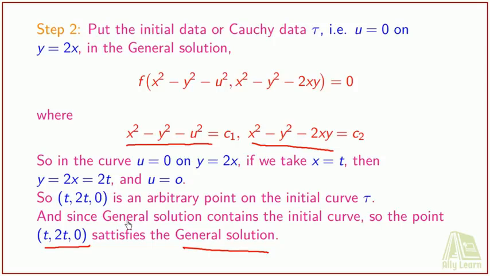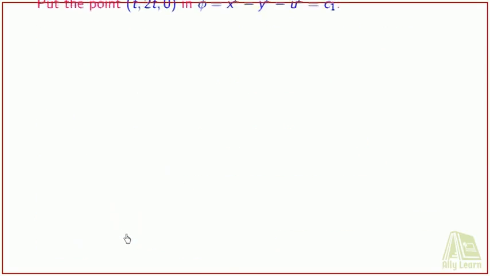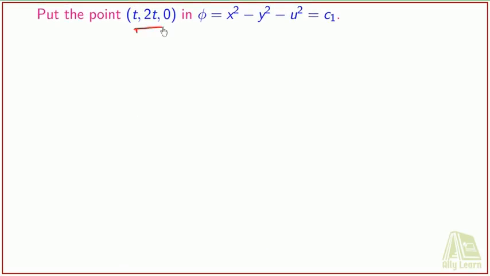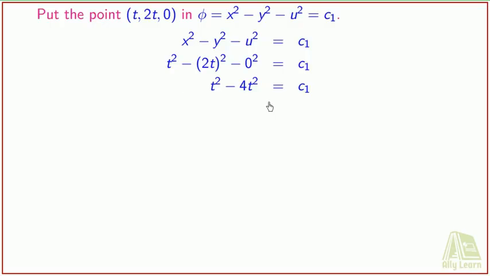So first of all, we put this point in phi equals C1. We put x as t, y as 2t, and u as 0. Now we do a bit of calculations. t square minus 4t square equals C1, minus 3t square equals C1. So we get t square equals minus C1 upon 3.